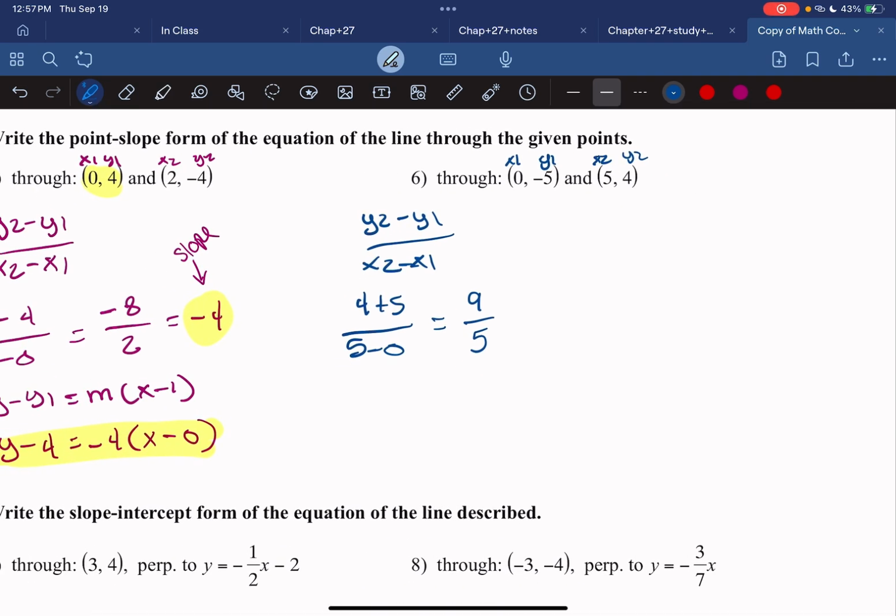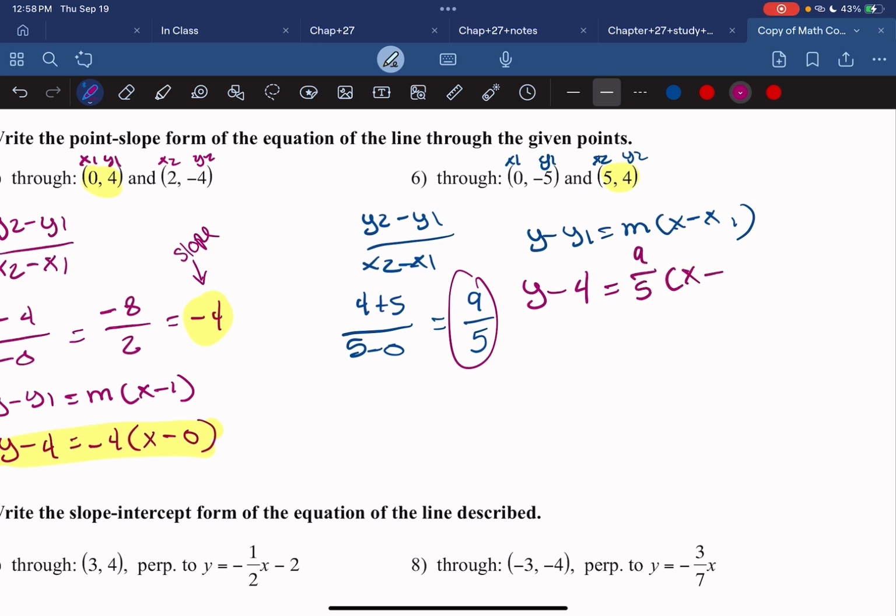Let's write it in point slope. What's point slope? y minus y1 equals m times x minus x1. Let's write it now. Y minus, let's choose a set of points. I'm going to choose these because they're both positive. You don't have to. You're going to get the same answer whichever set of points you choose. So y minus 4 equals the slope that we got, which is 9/5, times x minus, our x is 5. And that's it. That is the answer. No simplifying, no distributing, no nothing. Point slope.